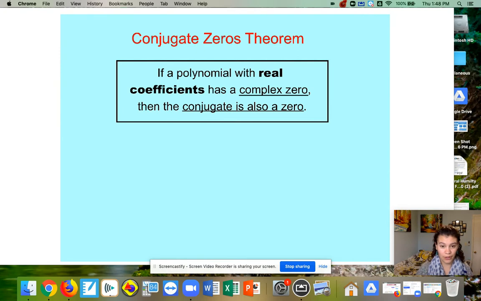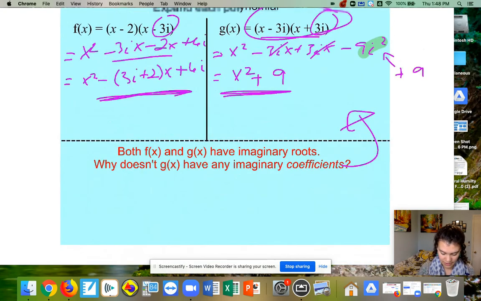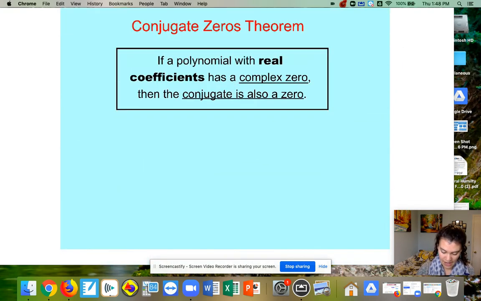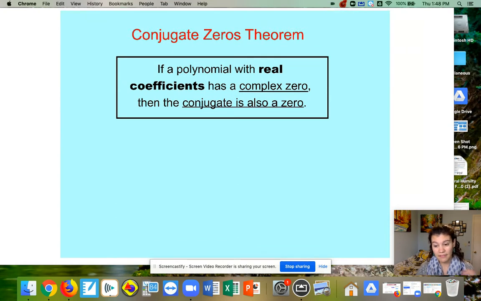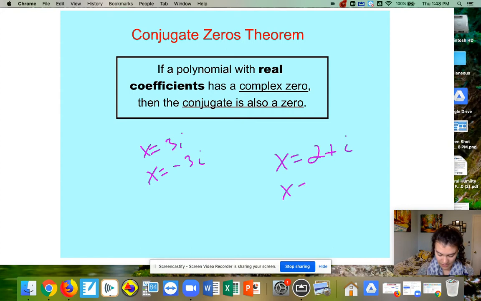So it says if a polynomial with real coefficients, so it's something like this, where we don't have any imaginary numbers in the polynomial, has a complex zero, then you have to have that conjugate also be a complex zero, so it cancels out the imaginary parts. So if you have x equals 3i, you also have to have x equals negative 3i. Or if you have x equals 2 plus i, x also has to equal 2 minus i. So you get both of those options.